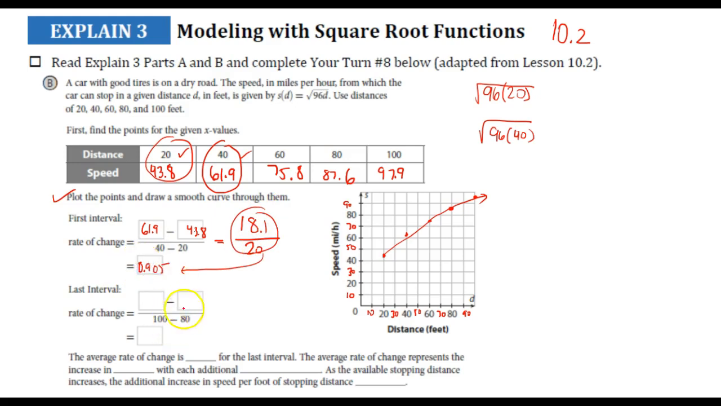0.905. Then if I took the last interval, 100 take away 80, so 97.9, which is paired with the 100, and 87.6, that's paired with the 80. And we work that out. Go ahead and pause here and take some time to calculate that. And that would be for the top portion about 10.3. 100 take away 80 would be 20. And if I divide this out, that would be about 0.515.